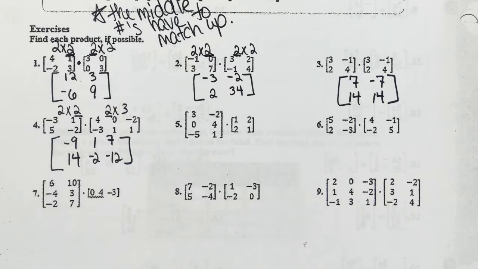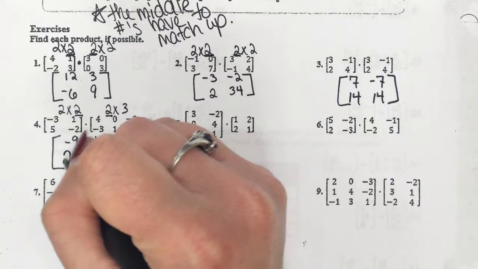No, Hunter, I'm wrong. I hit 3 instead of negative 3. That should be a 26. I was wrong, Hunter.